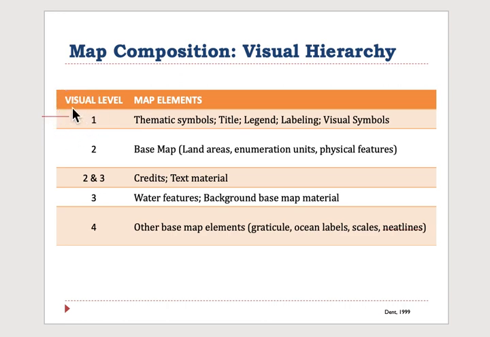Our first visual hierarchy level to look at is our thematic symbols, such as our title, our legend, our labeling, and our visual symbols. The second rank is our base map, such as our land areas and physical features. Our second and third importance is our credits and text material. Our third importance in our rank is water features and background base map material. And our fourth rank is other base map elements.